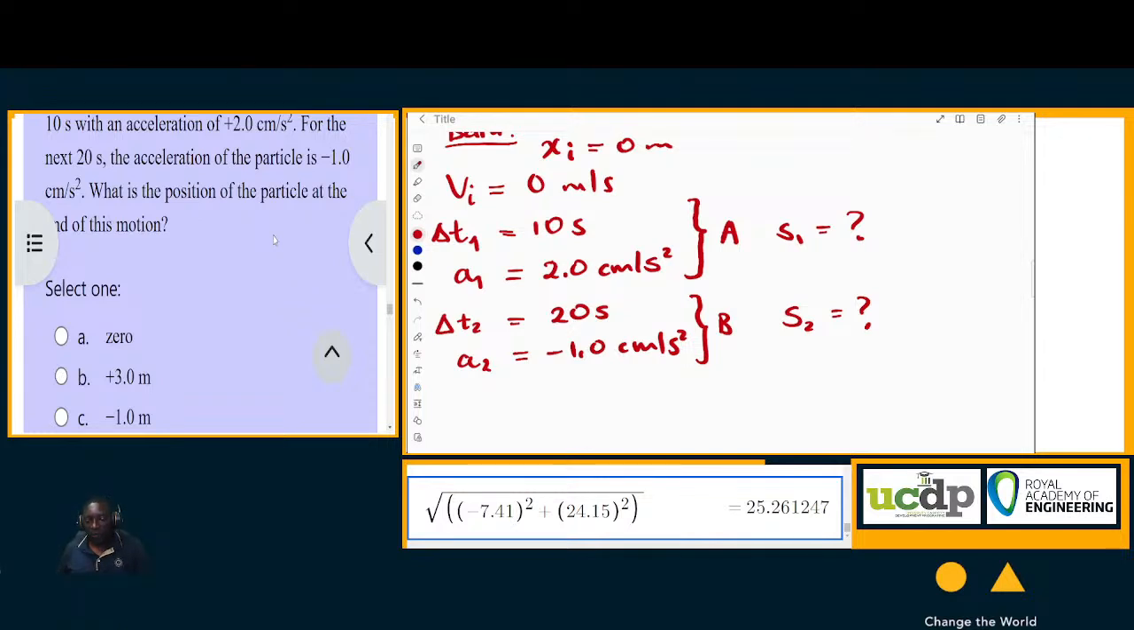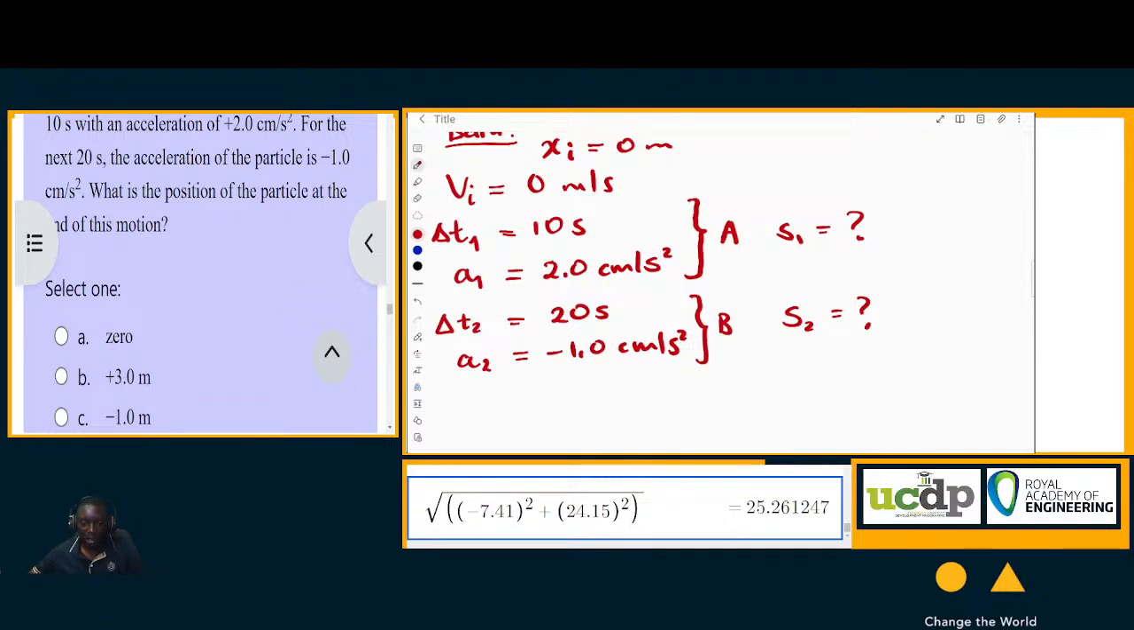It's not very different from what we did in the previous question, so you can pick it up from there. Okay, good. S1 is 100 centimeters, 1 meter. Okay. S1 is 100 centimeters or 1 meter.